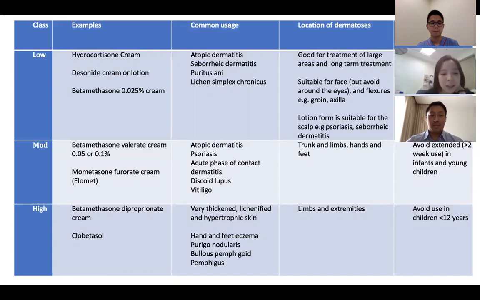So in the table here, it's divided into low, moderate, and high potency. Generally, as a first-line treatment, when you're seeing the patient, we recommend starting with either a low or moderate potency steroid. Try to avoid the high ones because they may be misused, or you might be treating the wrong thing, like treating a fungal infection by thinking it's eczema, for example. So we recommend starting with something that's low or moderate.